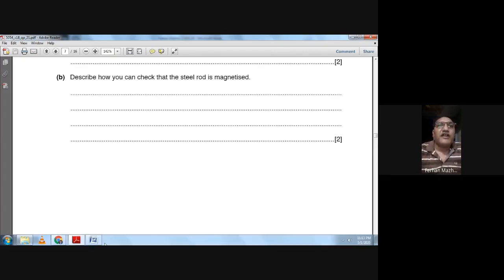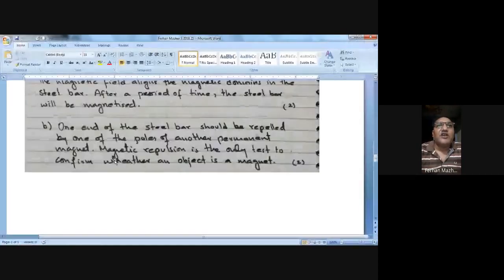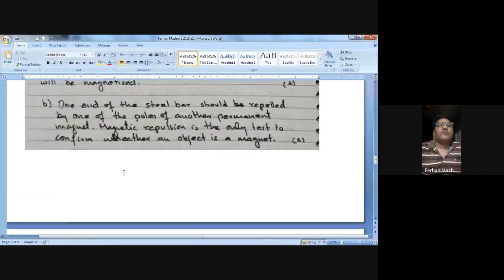Let me read you the answer which I have written on your screen. You can see I have this question number 6b part. One end of the steel bar should be repelled by one of the poles of another permanent magnet. Magnetic repulsion is the only test to confirm whether an object is a magnet or not. I hope you understand.